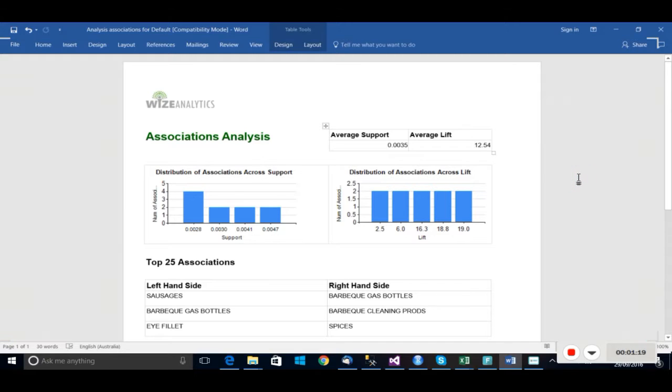Average lift is a key metric generally used to identify whether it's worthwhile proceeding and considering associations. Average lift of around 1 usually means that there are no valuable associations. Here we have a number of 12.5, which gives us hope that we can actually get some meaningful information.